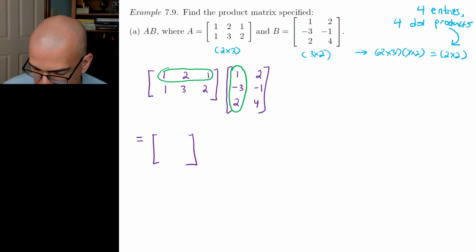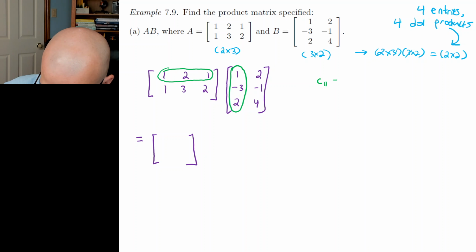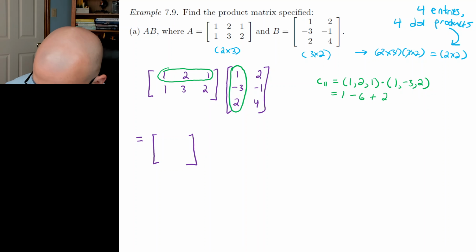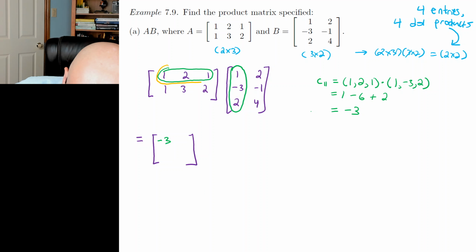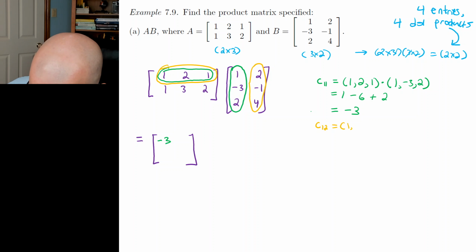First row, first column. C11 is equal to 1, 2, 1 dot 1, negative 3, 2. So that's going to be 1 minus 6 plus 2, which is negative 3. So negative 3 is going to go here. Now I'm going to do the next one. First row, second column, a different color. C12 is equal to 1, 2, 1 dot 2, negative 1, 4. So 2 minus 2 plus 4, we get 4.